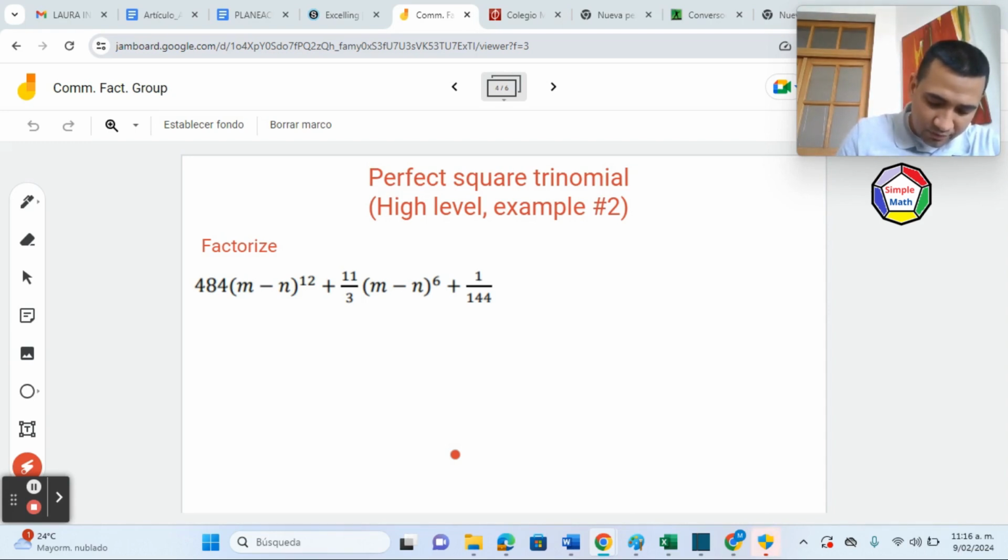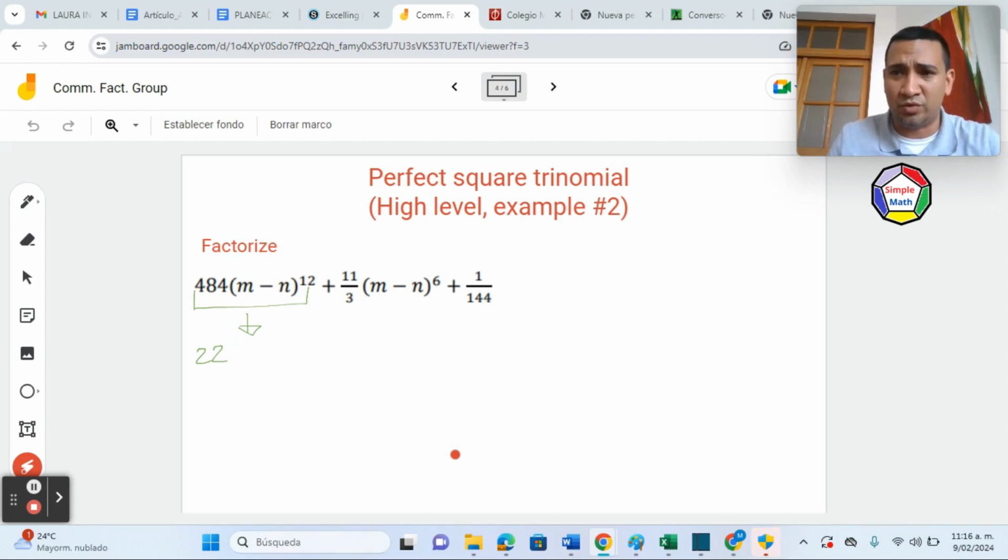of the first term, which is this. What is the square root of that? The square root, if you do prime factorization of 484, is 22. And what is the square root of (n - n) to the power of 12? The square root of (n - n) to the power of 12 is (n - n) to the power of 6. Remember, we divide the exponent by 2.